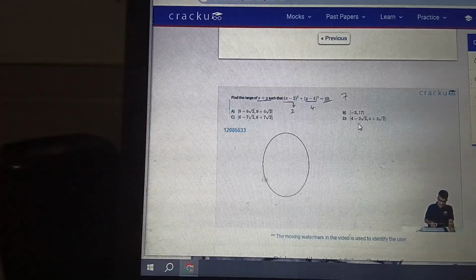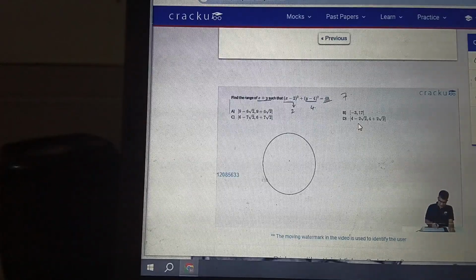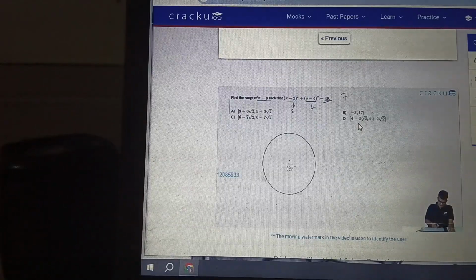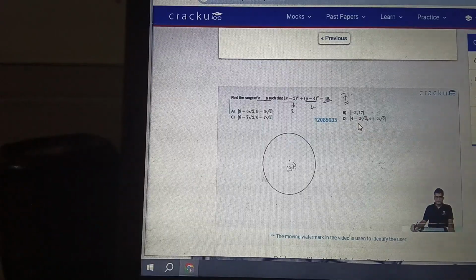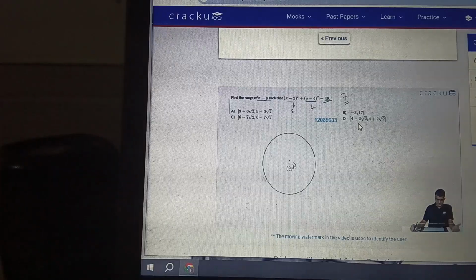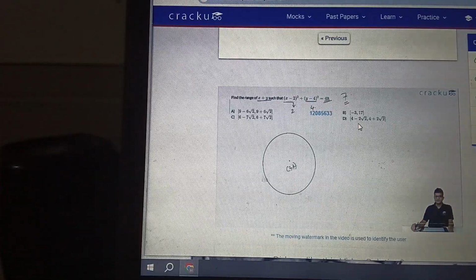So let us first draw a circle. Let us assume that this is the circle. The center of the circle is known to us. This is (2, 4). And the radius is equal to 7 units. We are asked to find out the 2 points on this circle which have the maximum value of x plus y and the minimum value of x plus y.